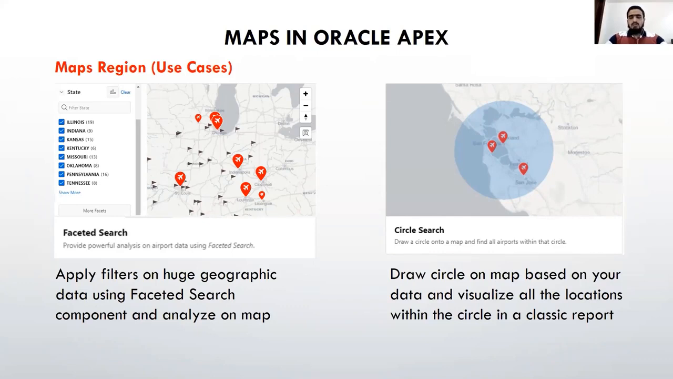The next one is to just draw a circle on the map, and all the locations under the circumference of that circle, we want to get those locations, and for example, we want to show those locations in our classic or interactive report. So what will we do? We will draw a circle. We will capture the event of drawing the circle and get all the geometries from the circumference of the circle, and we will pass those to our report as a parameter, and our report will show all the locations inside the circumference of that circle.